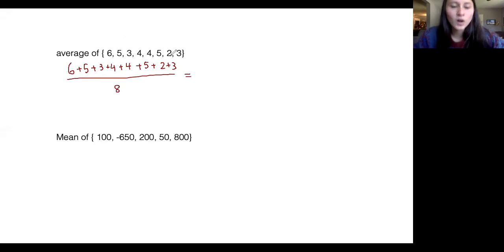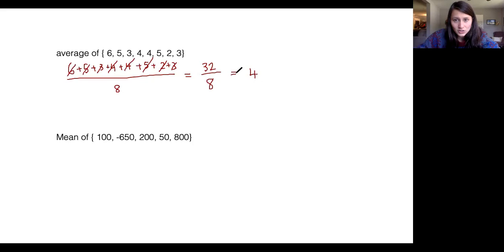So I'm going to add all my numbers. Now, the nice thing here is they're all positive. So I'm going to try to make groups of 10. 6 plus 4 is 10. 5 plus 5 is 10. And then 2 plus 3 is 5. So I have 25 so far. 25 plus 3 is 28. 28 plus 4 is 32. So I have 32 divided by 8. And then that answer, when I divide it, is 4. So my average is 4 there.